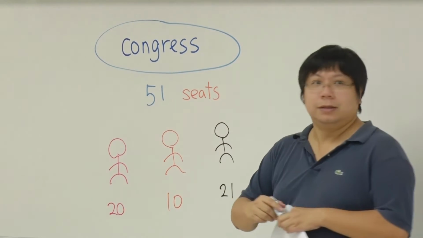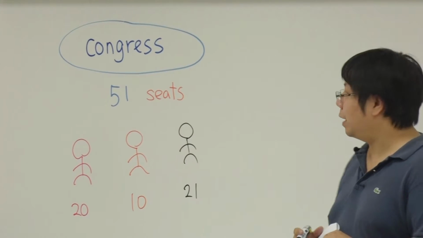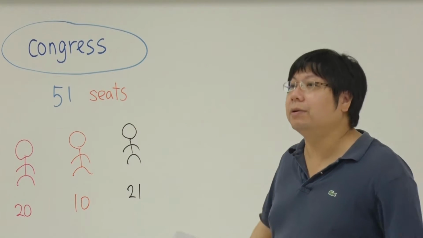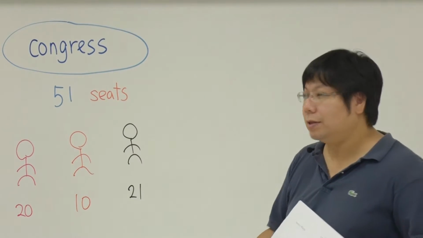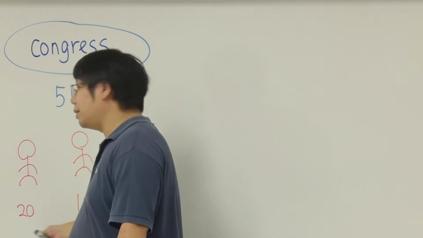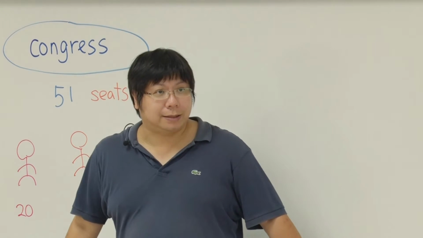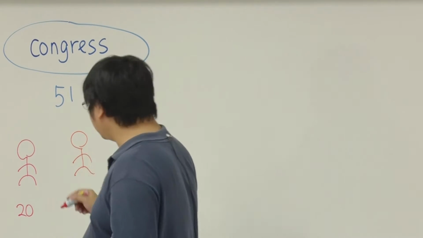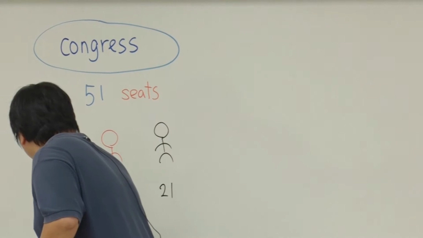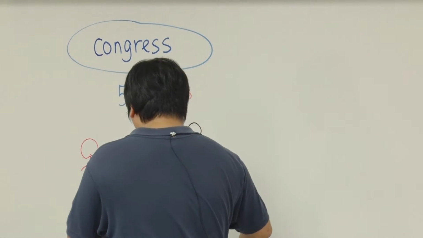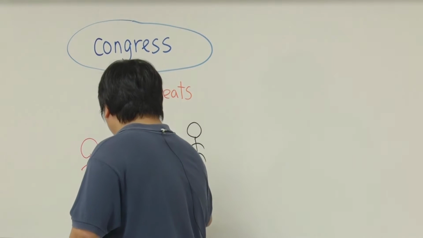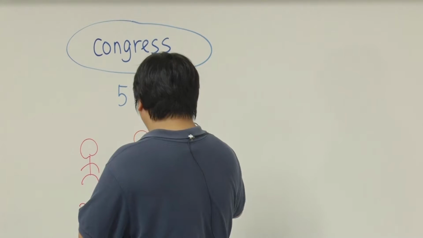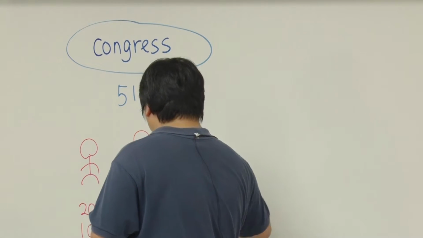So this is one possible outcome of the election. We just care how many reds, how many oranges, and how many blacks there are. So it could be something like this. In another extreme, maybe there's just 10 here, maybe just 5 here, and then there are going to be 36 here. Okay?